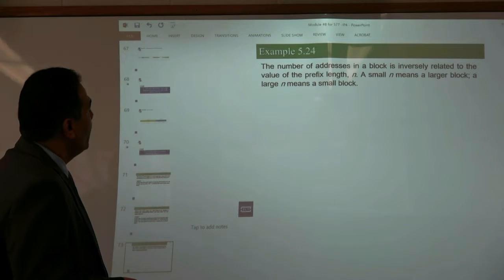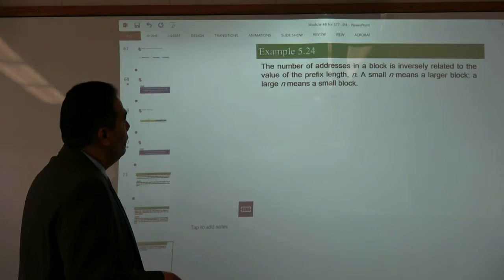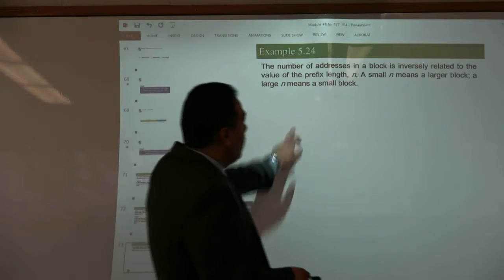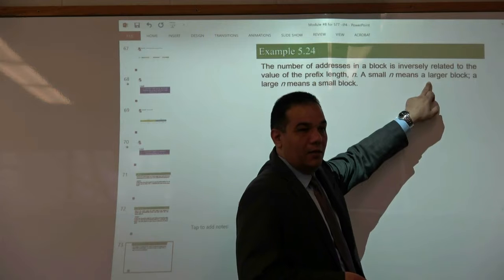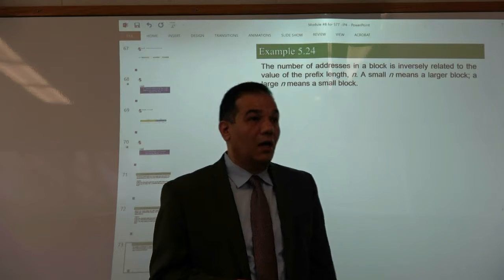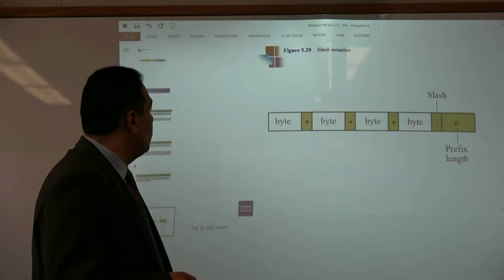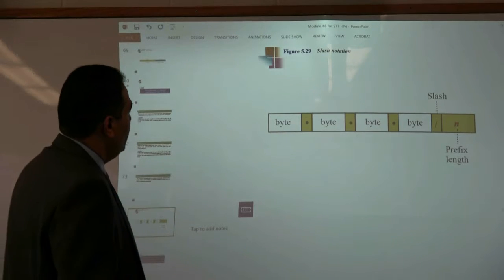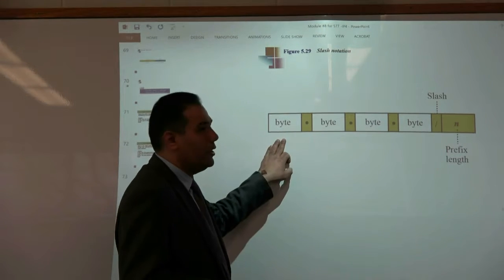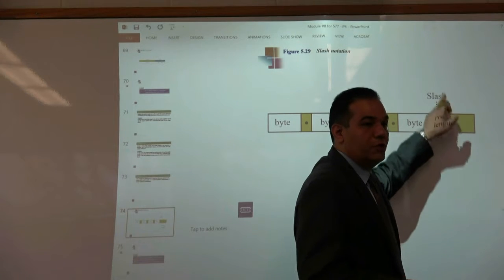The number of addresses in a block is inversely related to the value of the prefix length, n. A small n means a large block. That's what inversion means. A small n means a large block of IPs, and a large n means a small block. That's how we write the IP addresses: byte 1, byte 2, byte 3, byte 4, and then slash n. So the new system has slash n.